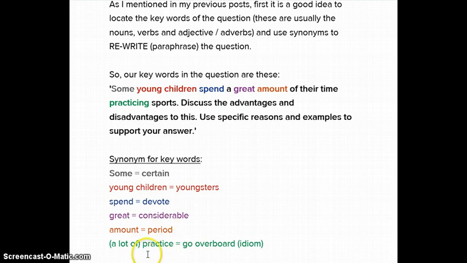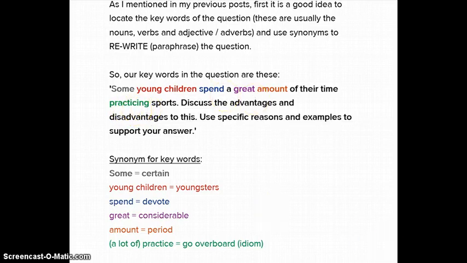Now, practice could have lots of other synonyms, but in this question, because it talks about a great amount of time practicing sports, that means doing lots of sports, that's why I've chosen this idiom, and go overboard means do a lot more than what you should. So here, by using this idiom, I'm showing the examiner that I understand the meaning of the sentence and the question.